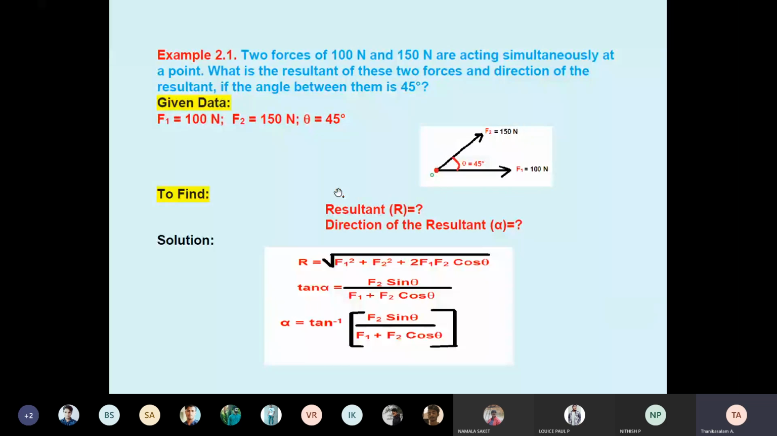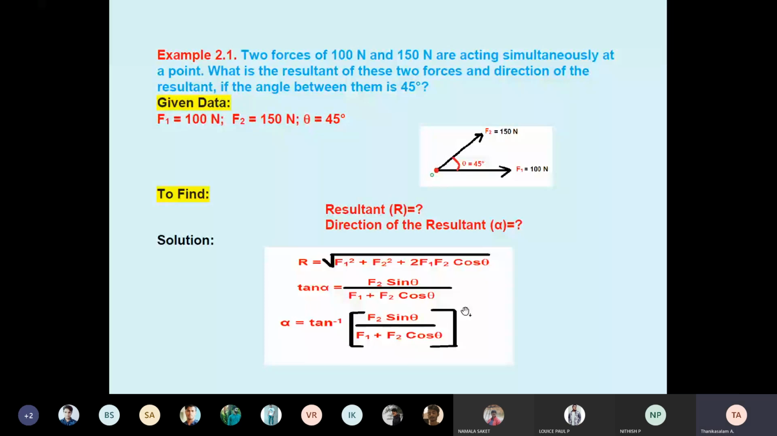Now we want the resultant. For any problem, you have to write the given data and what is to be found. They ask for the resultant, symbol capital R, and the direction, alpha. Since there are two forces, we have to use the parallelogram law. R equals the square root of F1 square plus F2 square plus 2 F1 F2 cos theta. Tan alpha equals F2 sin theta divided by F1 plus F2 cos theta, so alpha equals tan inverse of F2 sin theta divided by F1 plus F2 cos theta.